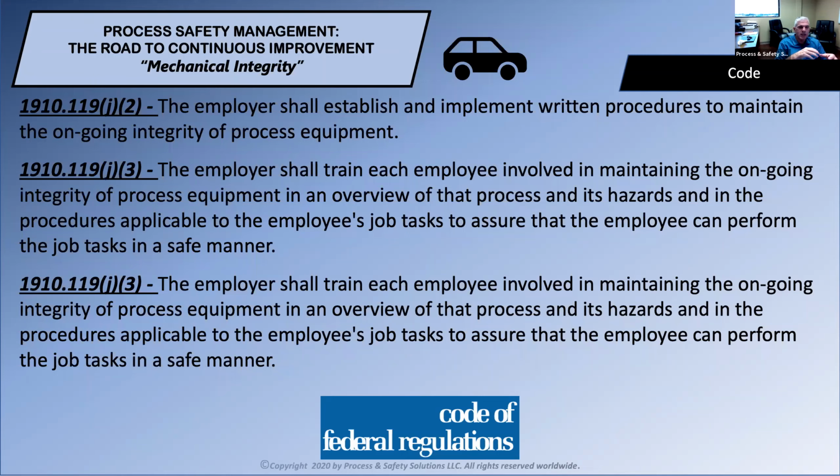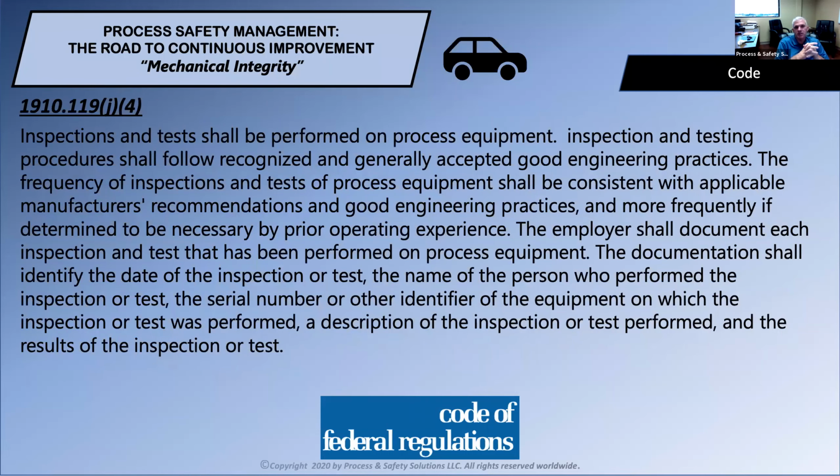The next thing here is J3, and actually this is a misprint, this is another J3, so I need to go to the next one. J4 is inspections and tests. Inspection and testing must be performed on process equipment in accordance with recognized and generally accepted good engineering practice. That can be not only RAGAGEP like API, ISA, and so on, but also the OEM, or original equipment manufacturer, requirements as well.